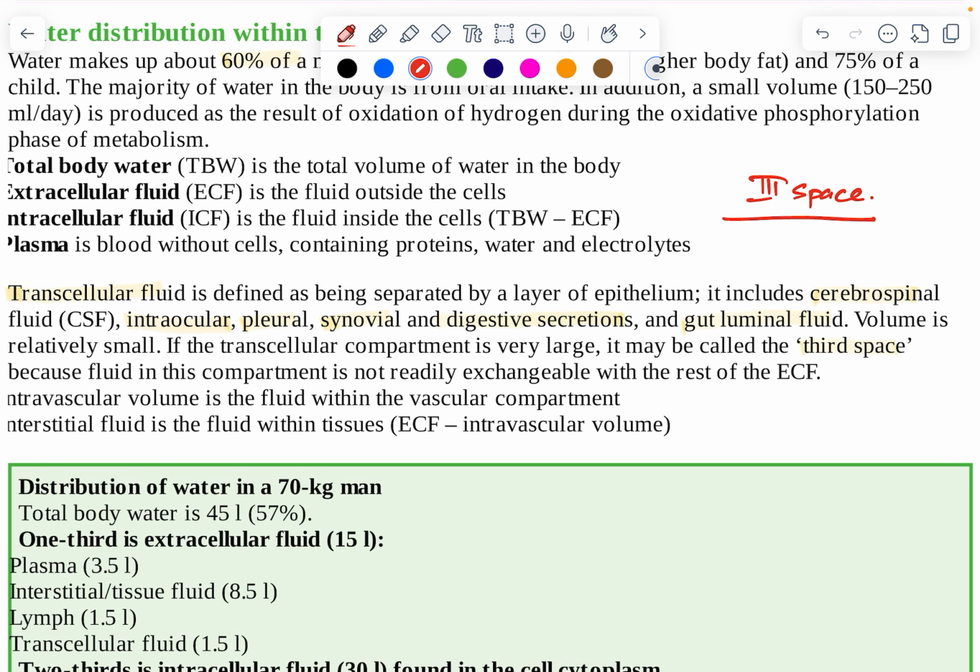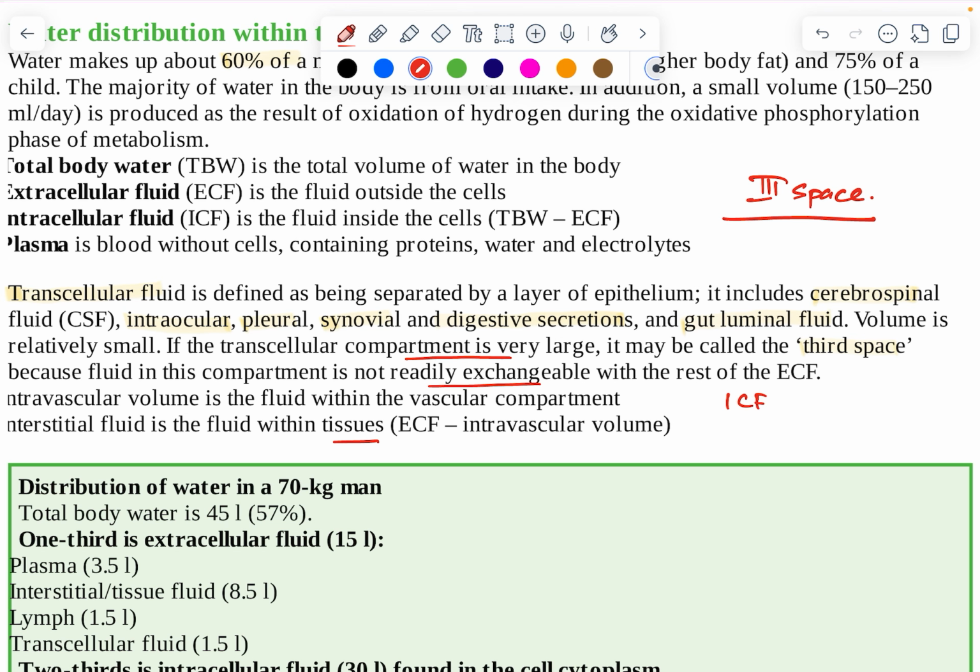What is that? Cerebrospinal fluid, intraocular fluid, pleural fluid, synovial fluid, digestive secretion, gut luminal fluid, or where the transcellular component is very large, because fluid in this component is not readily exchangeable with the rest of the extracellular fluid. Intravascular volume is fluid within the vascular compartment. Interstitial fluid is around the cells within the tissue.